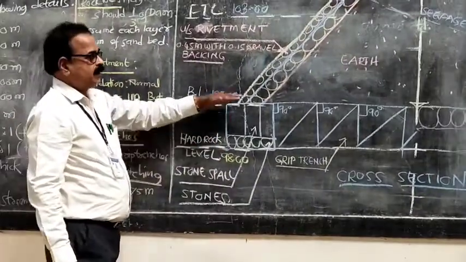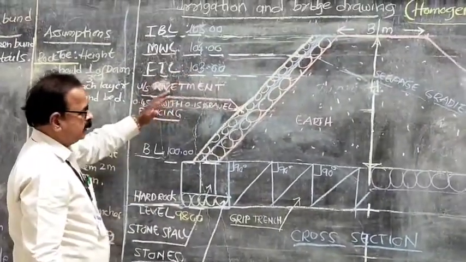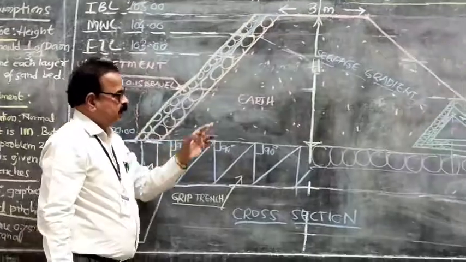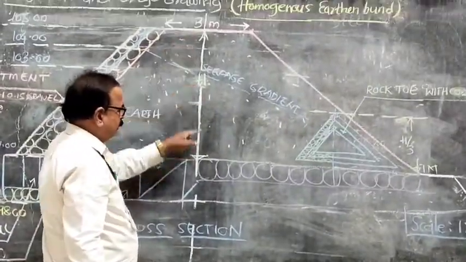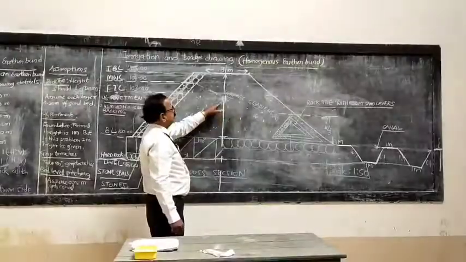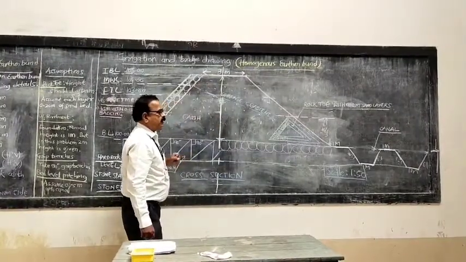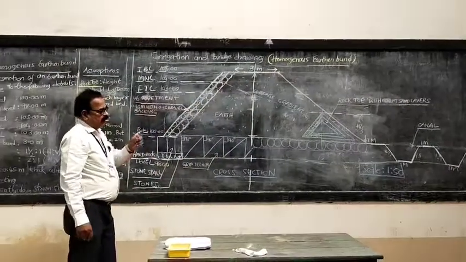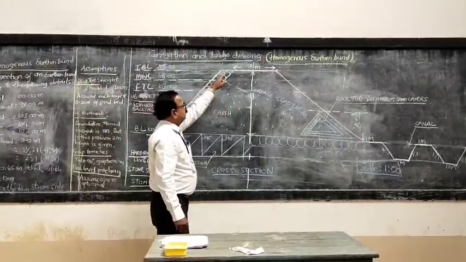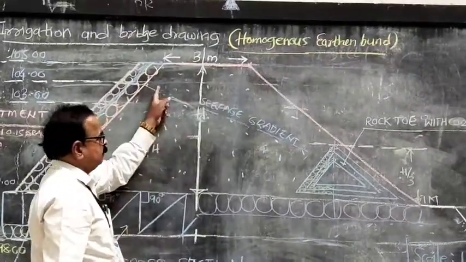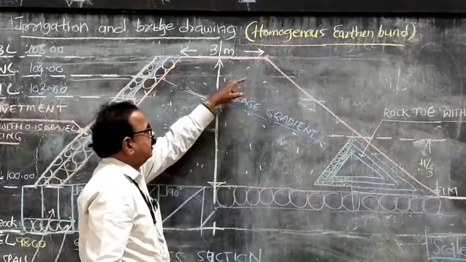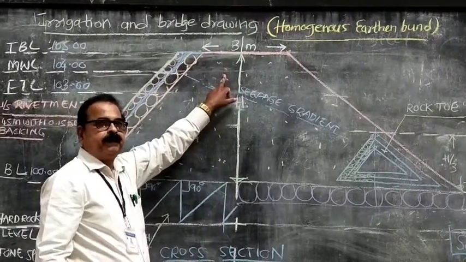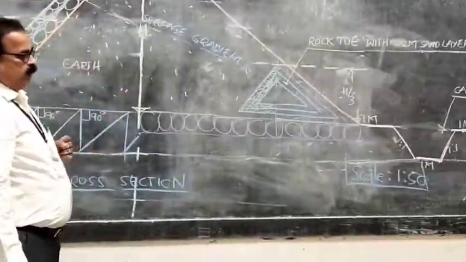Then you will get all the imaginary lines, and then come to the center. You assume a center line, the most important line. The top width of the bund given in the problem is 3 meters. According to the scale, it should be 6 centimeter. Draw a 6 centimeter line, but represent it as 3 meters because the scale is 1:50.